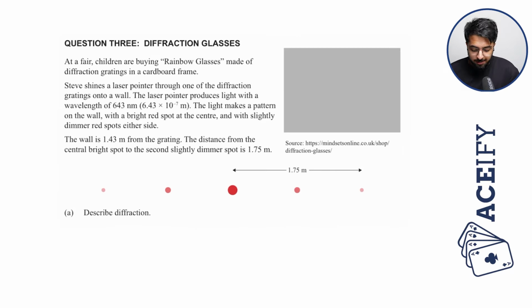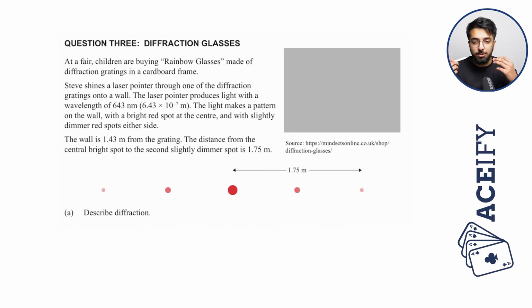At a fair, children are buying rainbow glasses made of diffraction gratings in a cardboard frame. Steve shines a laser pointer through one of the diffraction gratings onto a wall. The laser pointer produces a light with a wavelength of 643 nanometers. The light makes a pattern on the wall with bright red spots at the center and with slightly dimmer red bright spots on either side. The wall is 1.3 meters from the diffraction grating. The distance from the central bright spot to the second slightly dimmer bright spot is 1.75 meters.